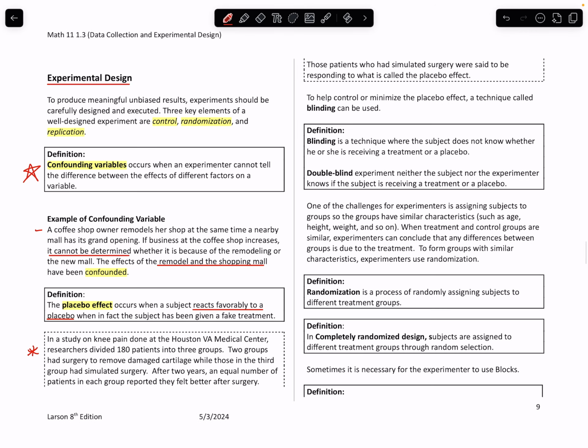So those who had the simulated surgery were said to be responding to what is called the placebo effect. They went into it, they thought that they were getting surgery, and the doctors basically didn't end up doing anything at all. And the people 2 years later are like, yeah, my knee feels great.